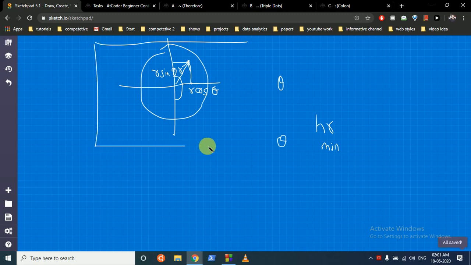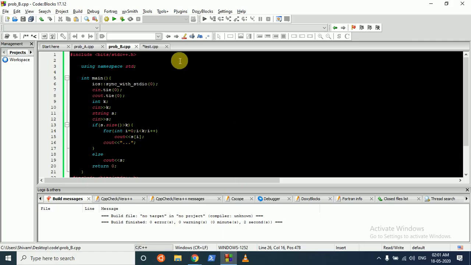Let's imagine there is a plane and this is 0, 0, situated at this point. So if we rotate this, can we find out the coordinate of the hour hand and minute hand? And if we find out the coordinate, we can easily use the distance formula to find out the distance between them. So that's what I have done.